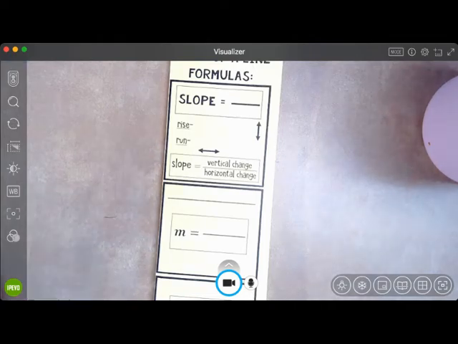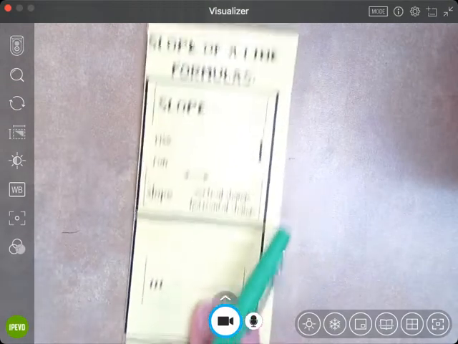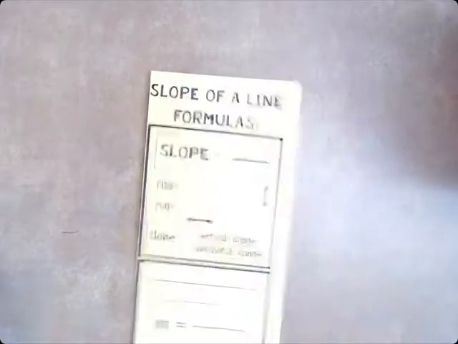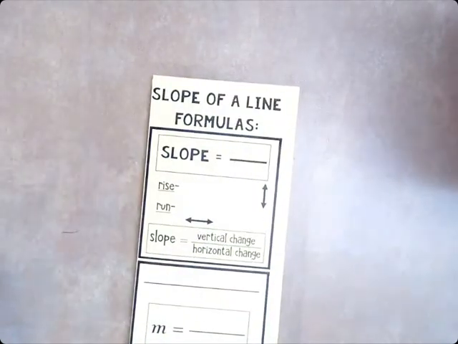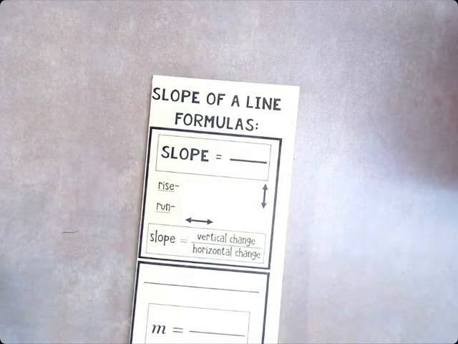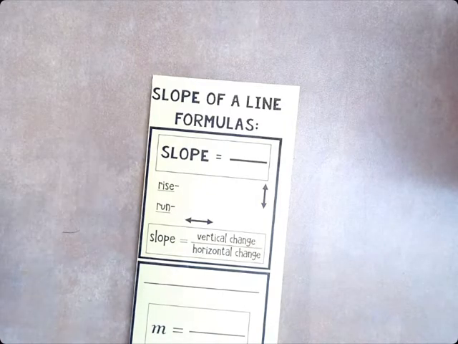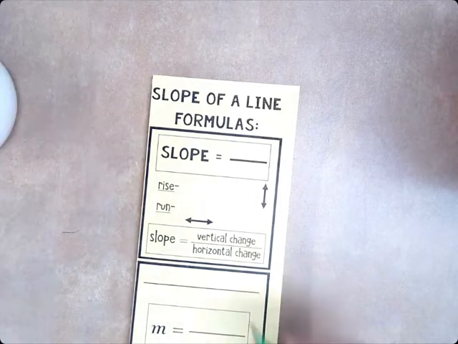We are going to continue talking about slope today. We have folded this like a brochure with this being our back. So make sure your name is on it, so that if you do lose it, somebody will track you down and you don't have to restart it.